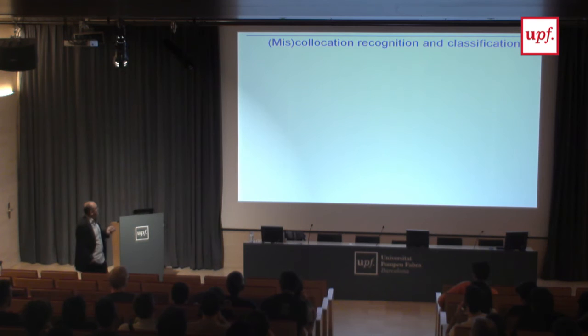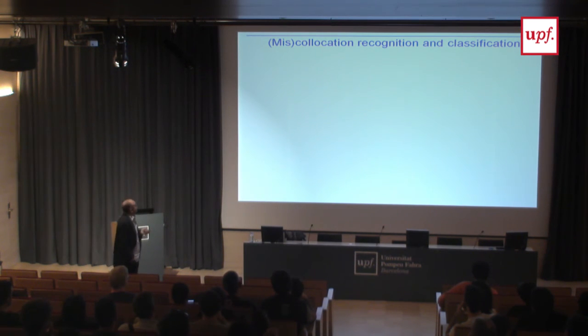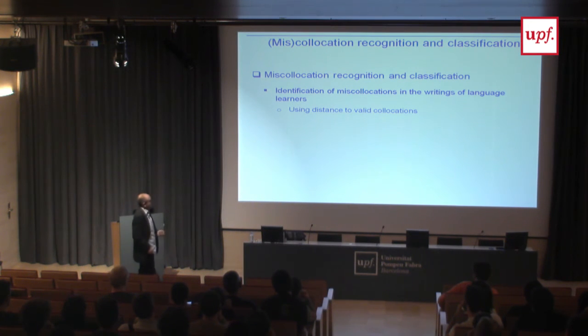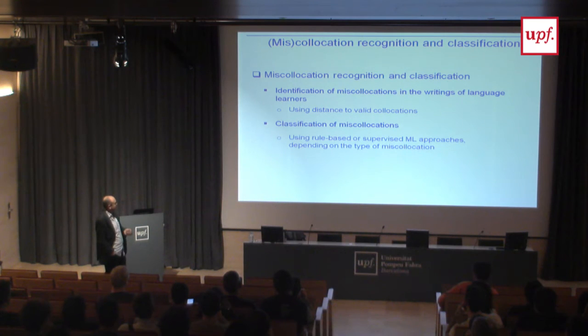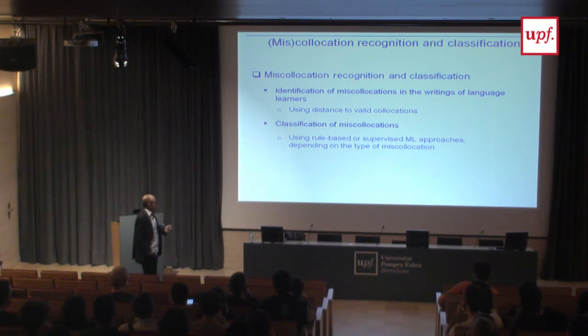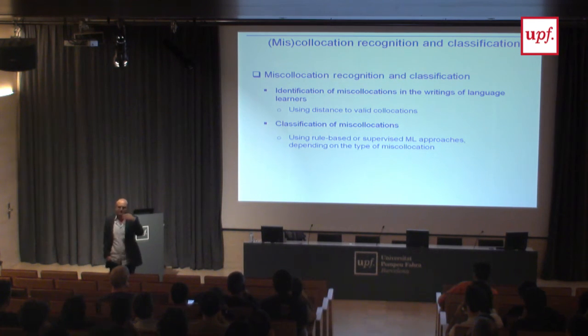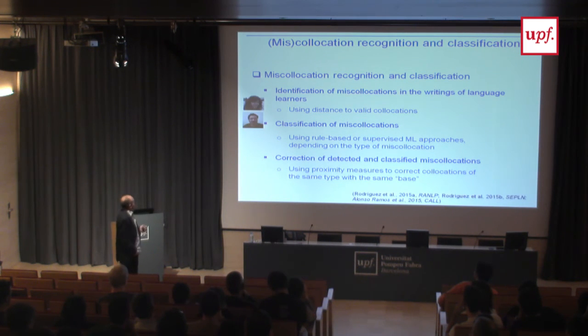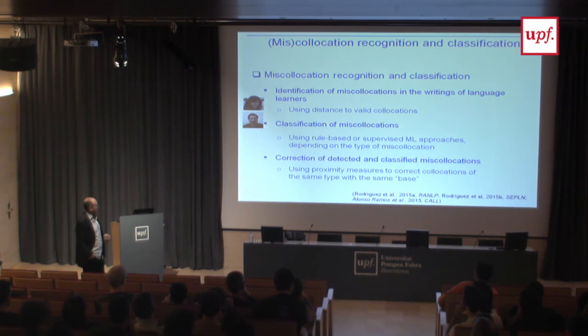Then, the miscollocation recognition and classification. First we need to identify what is wrong about something. So we identify miscollocations using distance to valid collocations we have from our reference corpora. Then we classify miscollocations with respect to a given typology, in order to then be able to correct them. And here again, Sara and Roberto are heavily involved in this.